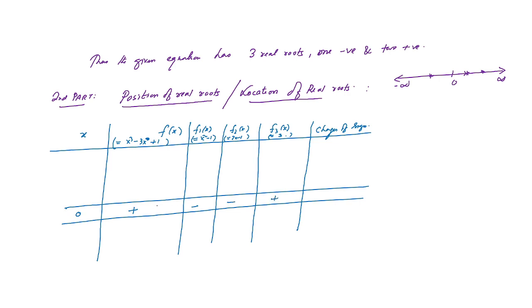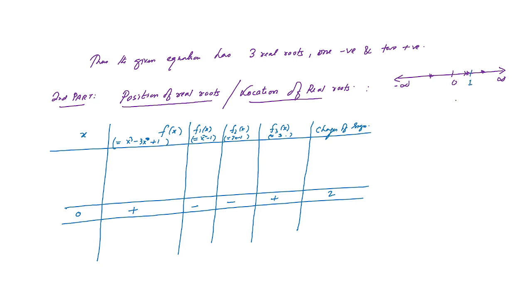So how many changes of sign? 1, there is no change. 2. So only 2 changes of sign: plus to minus and minus to plus. Now we'll search the interval in which the positive roots and negative roots lie. We come forward from 0 to 1.